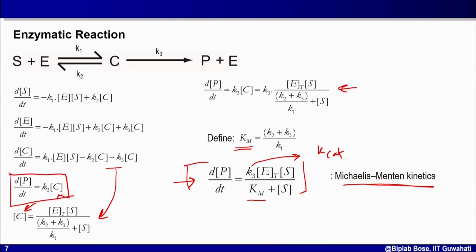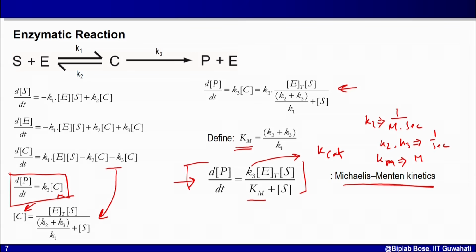You can easily see K1 has a unit of 1 by molar and second, whereas K2 and K3 have units of 1 by second. So Km, the Michaelis-Menten constant, has a unit that is also molar. And obviously you have in the denominator substrate in molar terms and Km also in molar terms, so you can sum them, because to sum two quantities their units have to be the same. Now K3 is 1 by second, 1 by time.